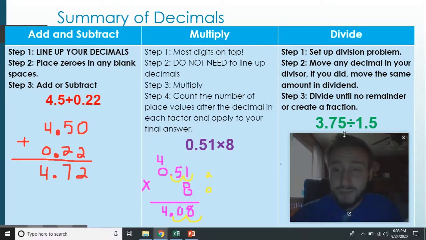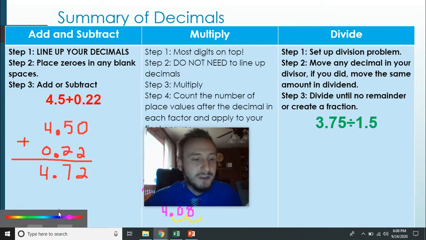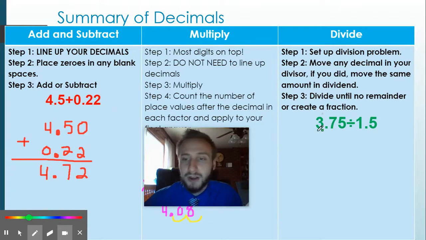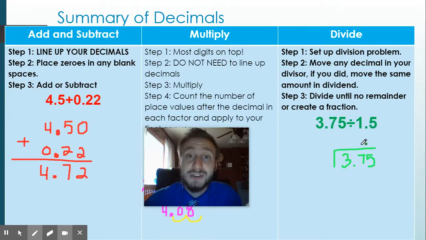Let's look at this last one, division. Let me move over here now. So for division, it's what we were working on in the other examples. Step 1 is set up your division problem. Well, here's your dividend. The first number is always the number inside of your division bar. So I have 3.75. And 1.5 is your divisor, which goes outside.